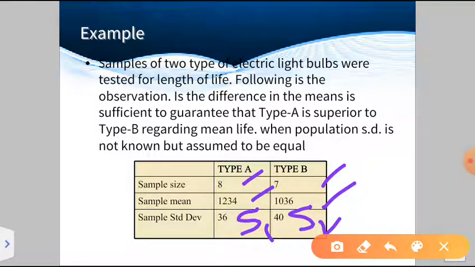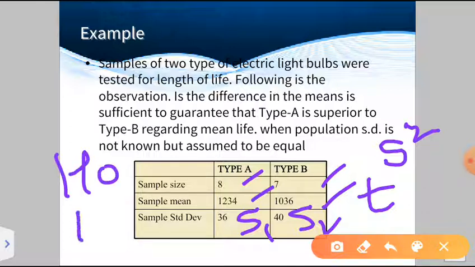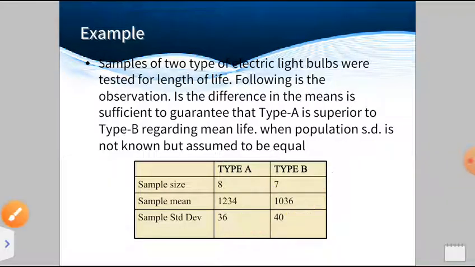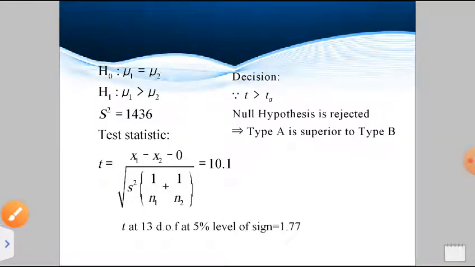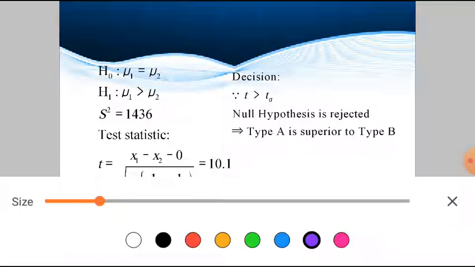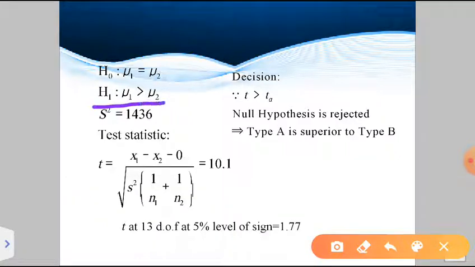So the first step, if you remember, is to write H0 and H1; then we calculate s square using the formula, and using s square we calculate the value of t. So be sure to follow all the steps. Here H0 and H1 are defined, s square is calculated, and t is calculated, which comes as 10.1. Now observe which type of test this is, a two-tailed test or a one-tailed test. It is a greater than sign, so it is a one-tailed test, correct. So we need the t value for a one-tailed test at 13 degrees of freedom.